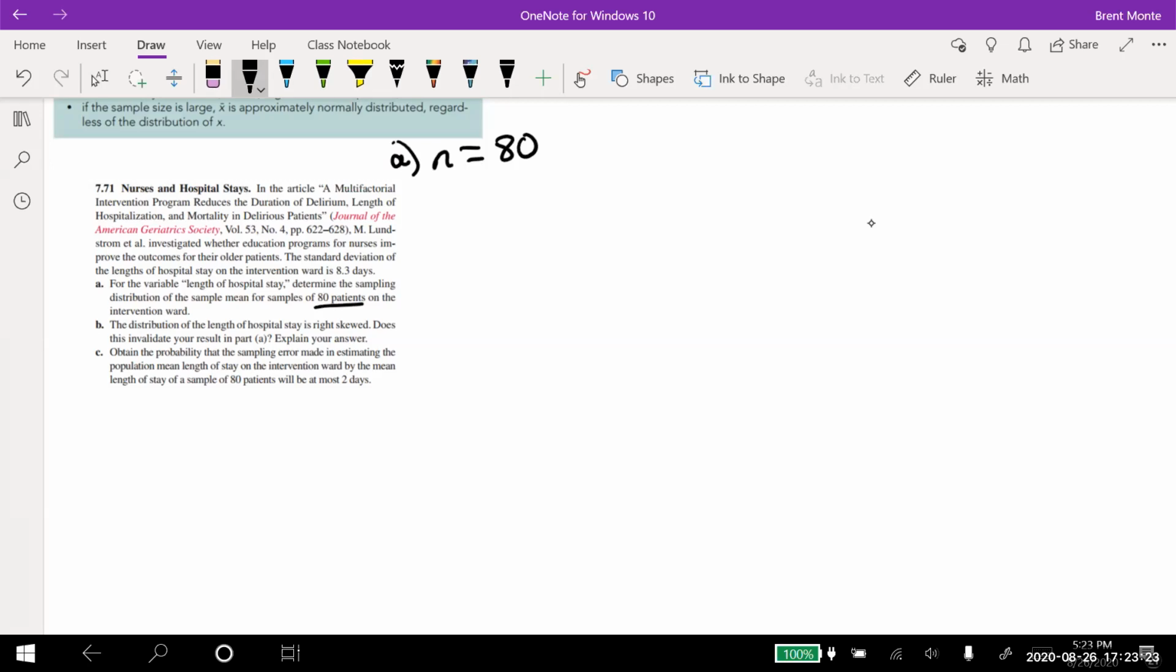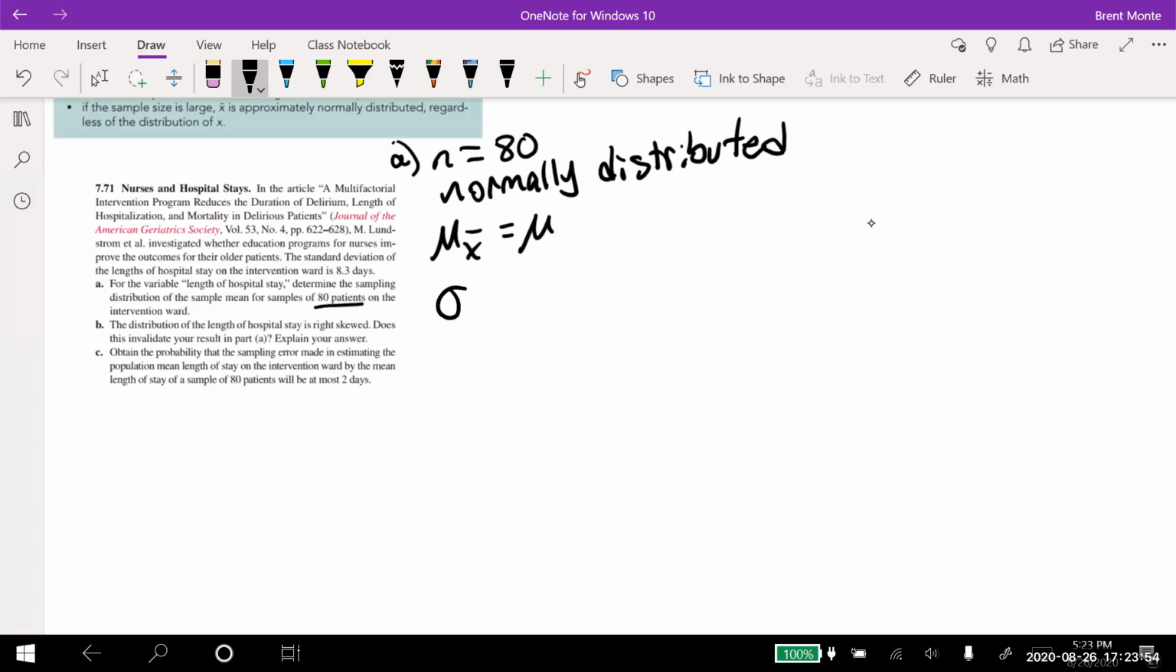Well, the sampling distribution of all samples of size 80, since that's 30 or larger, is normally distributed. So we know that the sampling distribution is normally distributed. What else do we know? We know that mu sub x bar is equal to mu. In this case, did they tell us what the mean was? I don't see the mean. But we know mu sub x bar equals mu.